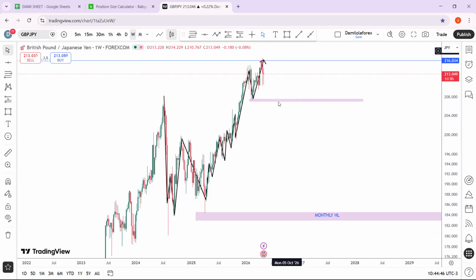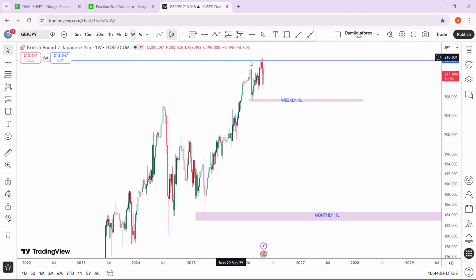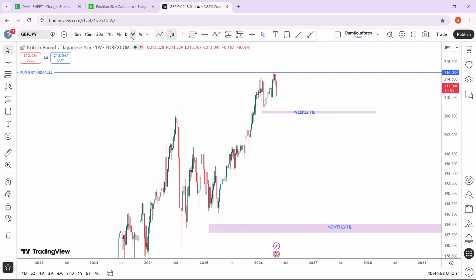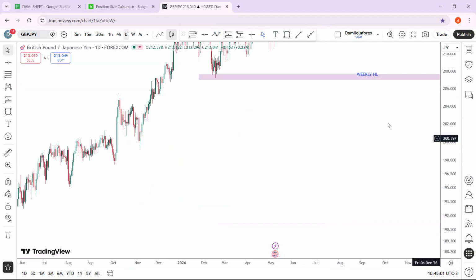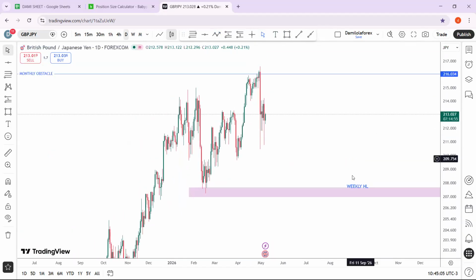So I'm going to go ahead and tag it as the weekly higher low, okay, because it's a weekly time frame. So we are now going to take this weekly time frame and this monthly obstacle level where price is currently trading as my range of focus. Okay, so price is currently stuck between the monthly obstacle level and the weekly higher low points.